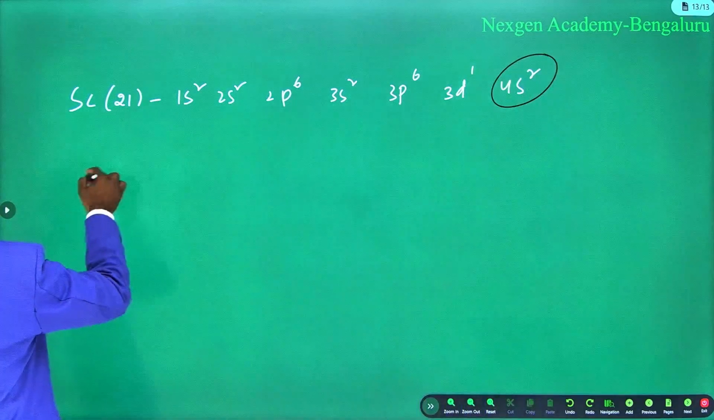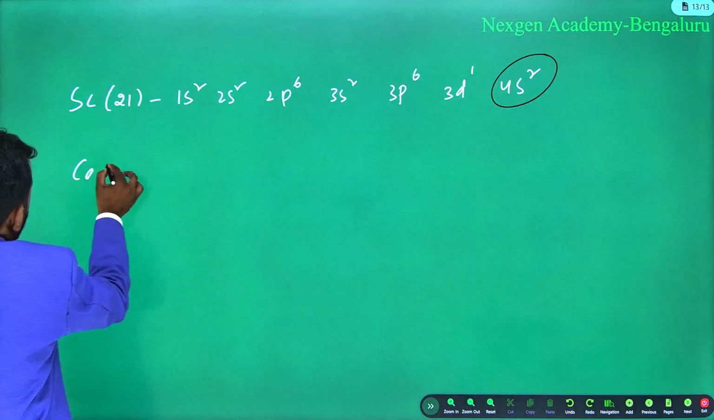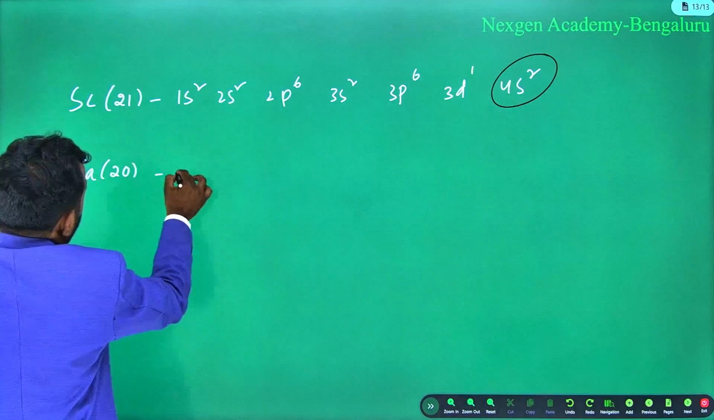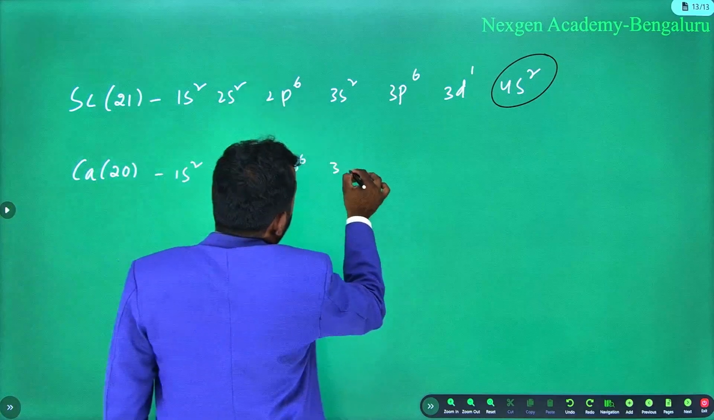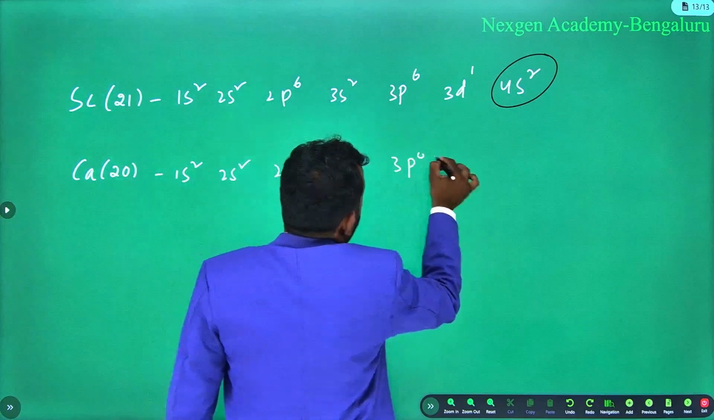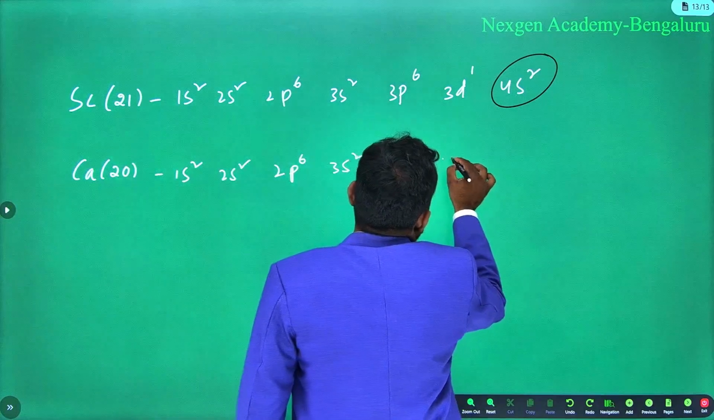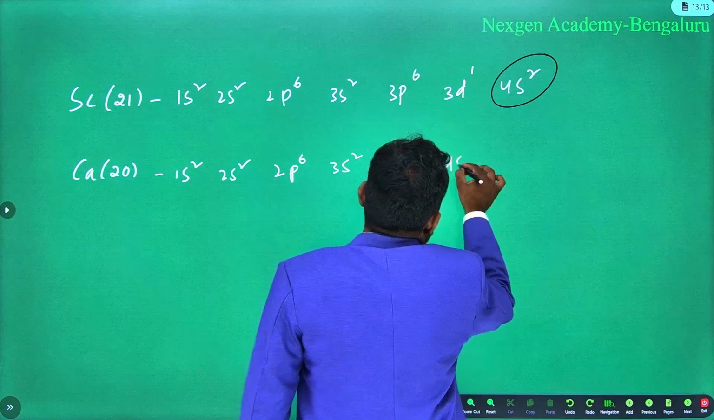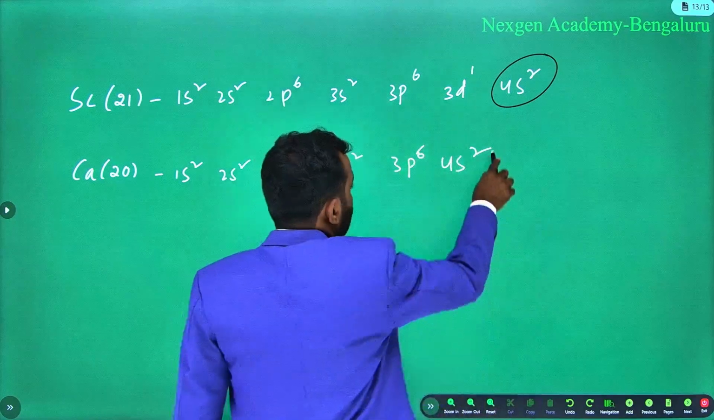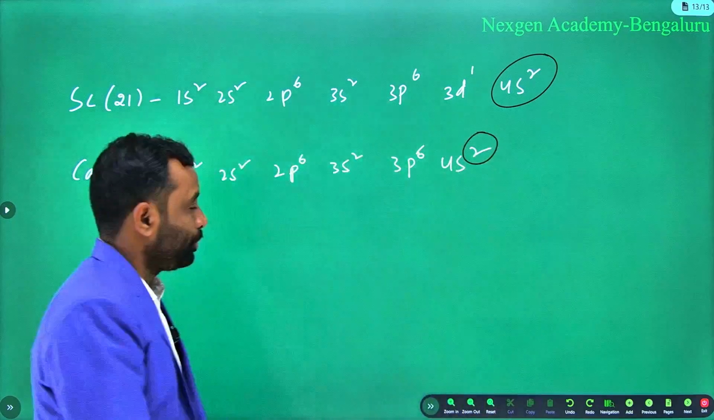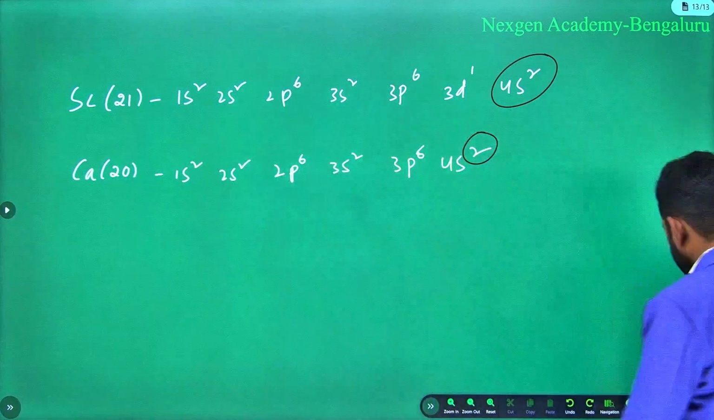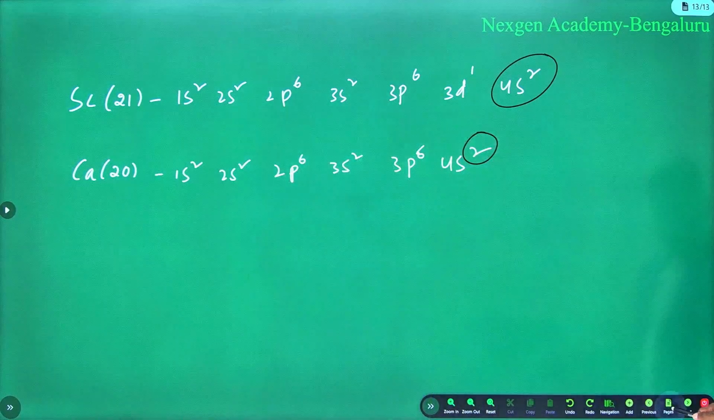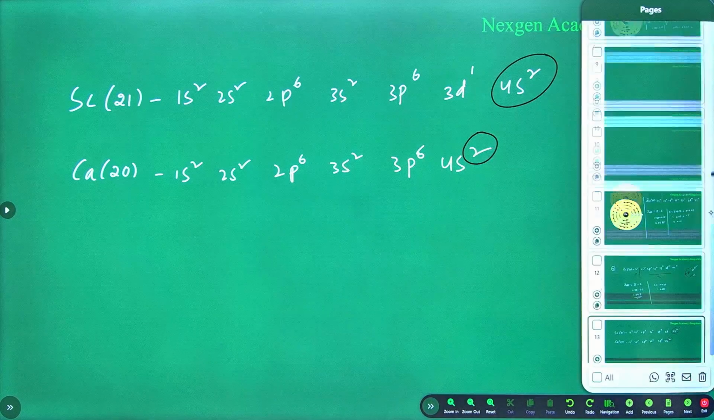Even you can calculate for calcium also. Calcium atomic number 20, 1s2, 2s2, 2p6, 3s2, 3p6, 4s2. For this valence electron, calculate. Clear, right? Yes. So we will go quickly through the total discussion one more time.